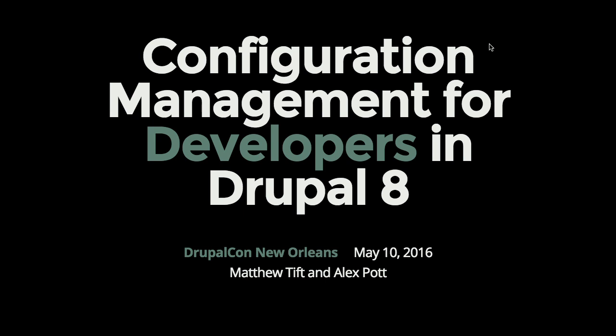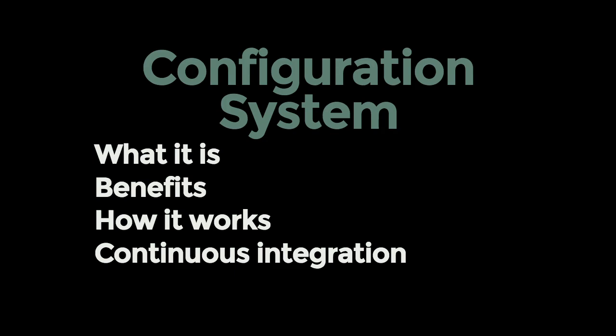Cool. So we're here to talk about the configuration system. And we can start off by saying that you may have heard this referred to as CMI, the Configuration Management Initiative. And that was a thing, but now that initiative is over. And now we have the configuration system. So if you want to be all technical about it, we're not here to talk about CMI. We're here to talk about the configuration system in Drupal 8, and we're going to talk today briefly about what it is, some of the benefits, how it works, and some continuous integration.